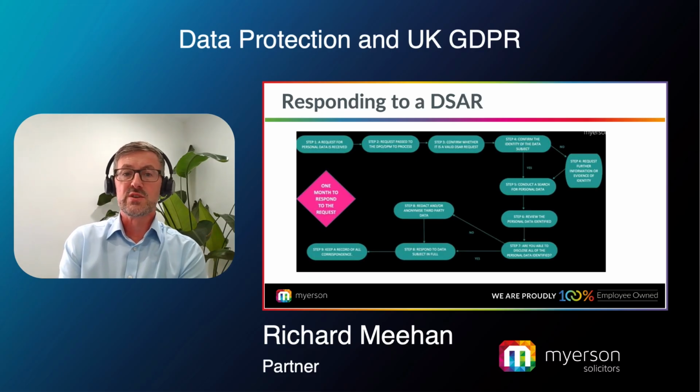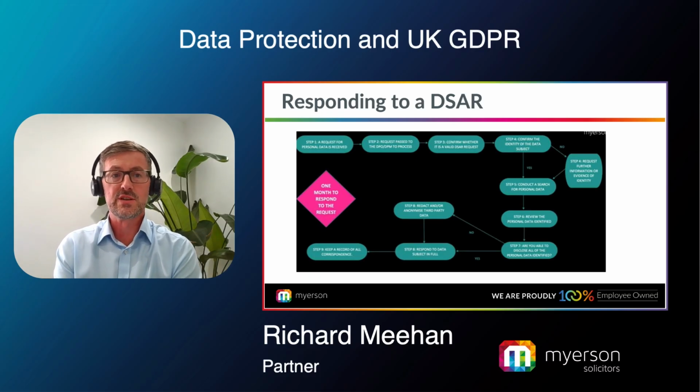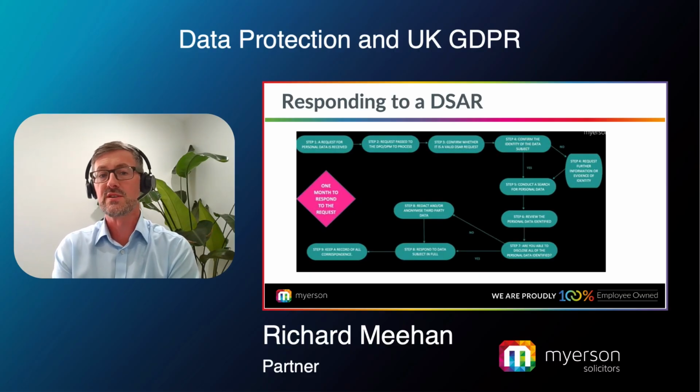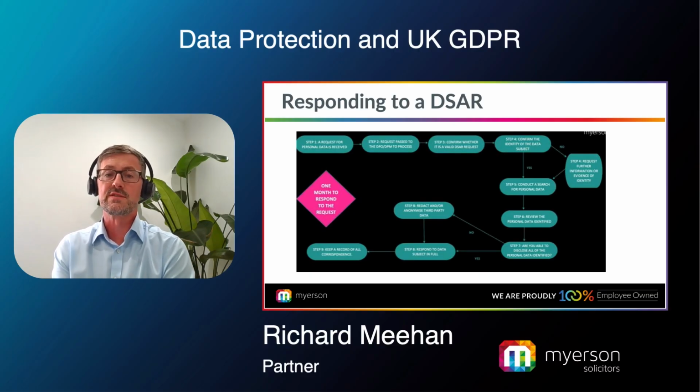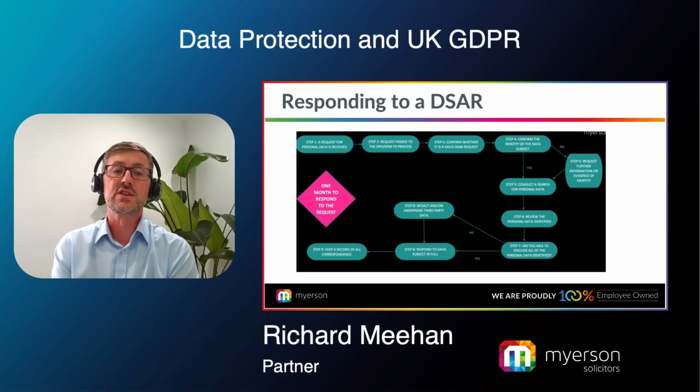Once the identity of the individual has been confirmed, the business should conduct a search for all of the individual's personal data and review the contents of that personal data to determine whether all of the information collected can be disclosed. Data relating to third parties, as well as the data subject, should be anonymized or redacted as far as it relates to the third party, which can be a labor-intensive process. Once such steps have been taken, a response should be sent to the data subject.